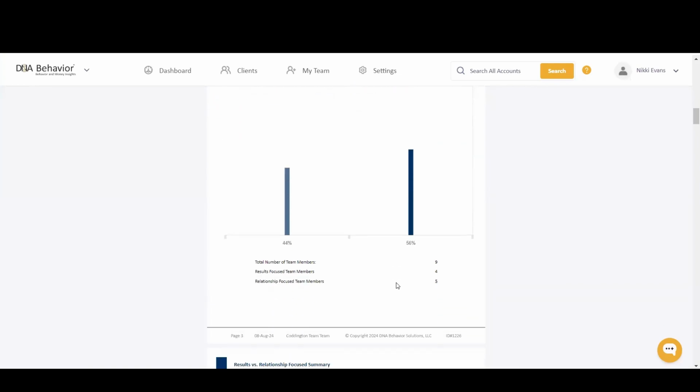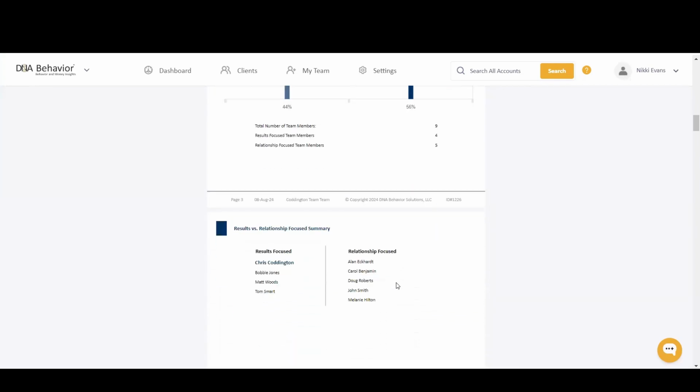So this doesn't mean that people are only results focused or only relationship focused, but it tends to be sort of their initial focus. So here in a team of 9, you see that there's a pretty even split on the team of relationally focused profiles and results focused profiles. Now, what you might notice is that sometimes people with the same style, one will be results focused and one might be more relationally focused. And that's because this results and relationship calculation is done at the unique individual score level.